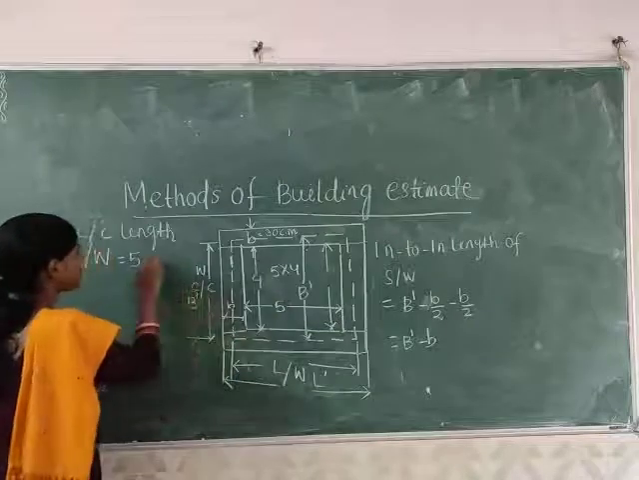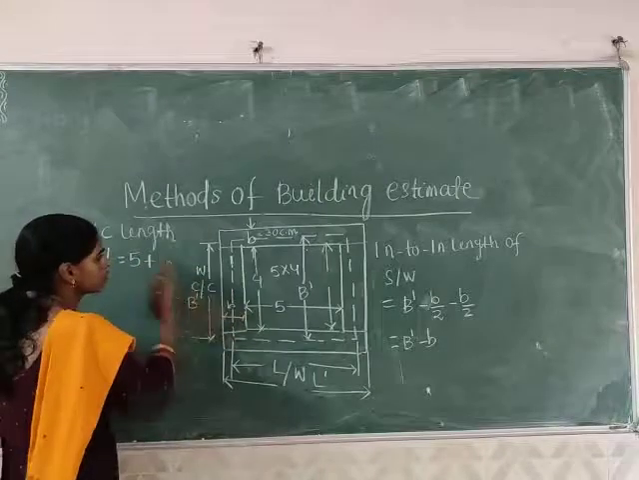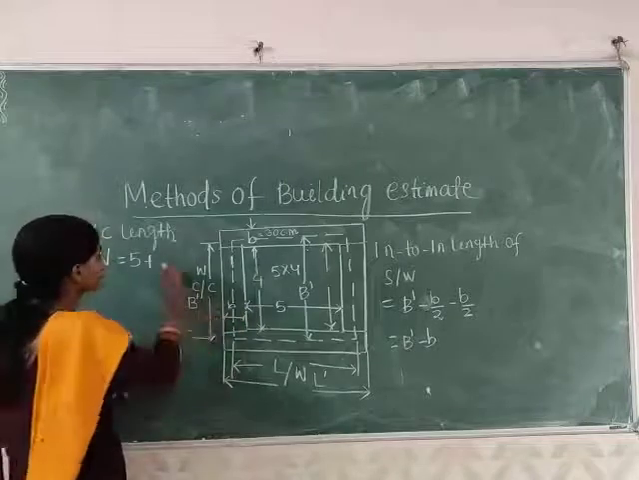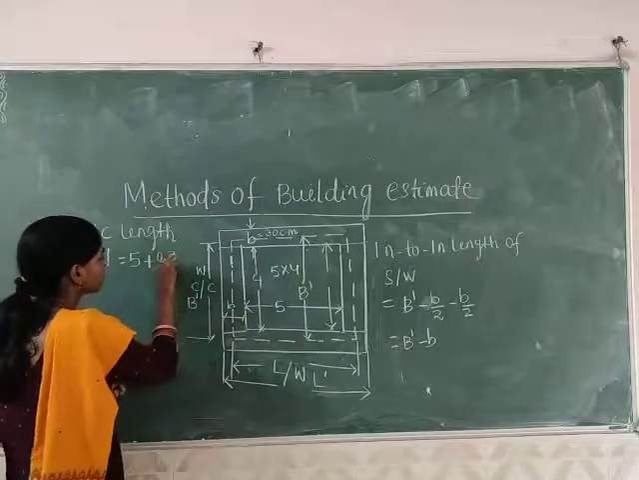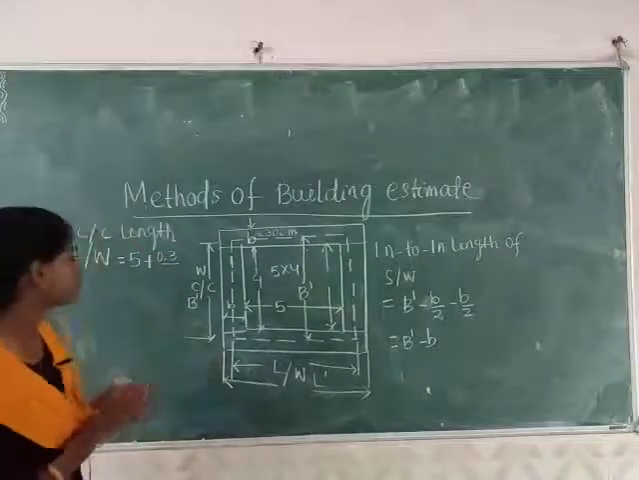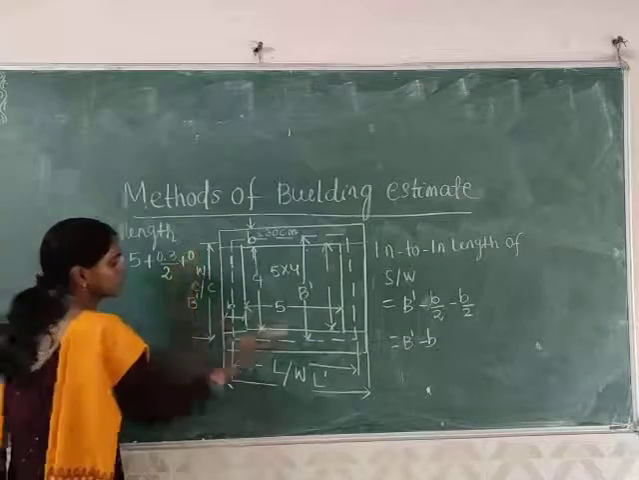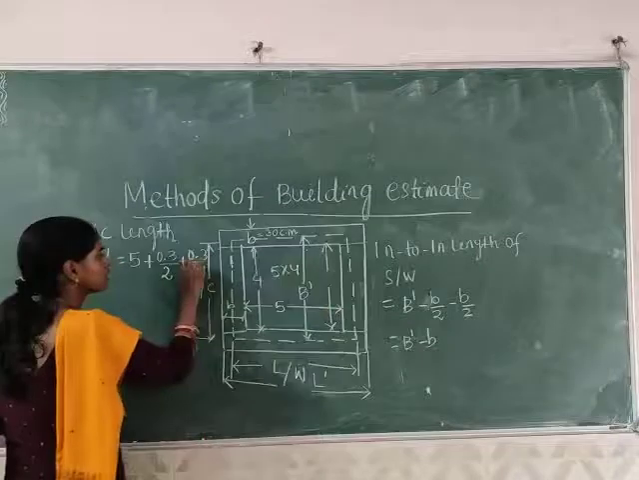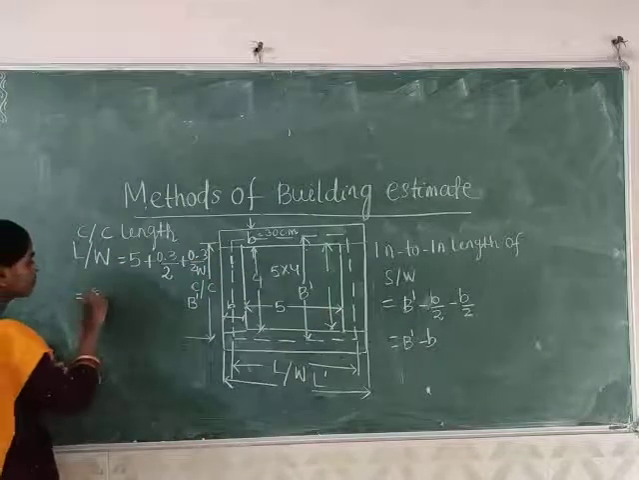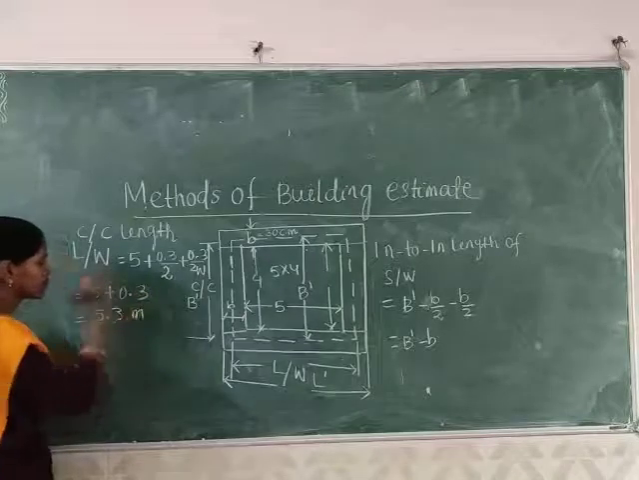Then with that, we will add half of the breadth. The thickness of the wall is 30 centimeter, so it will be 0.3 meter when converted into meter. On one side it will be 0.3 by 2 and on the other side it will be 0.3 by 2. So the total center to center length will be 5 plus 0.3, that is 5.3 meter.